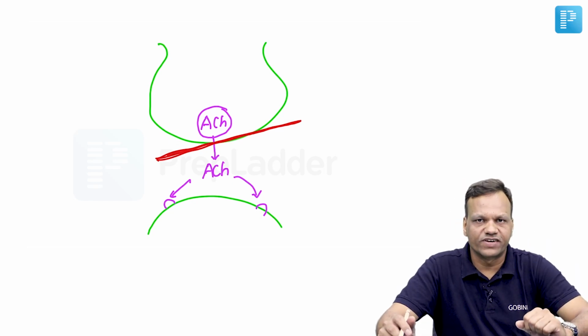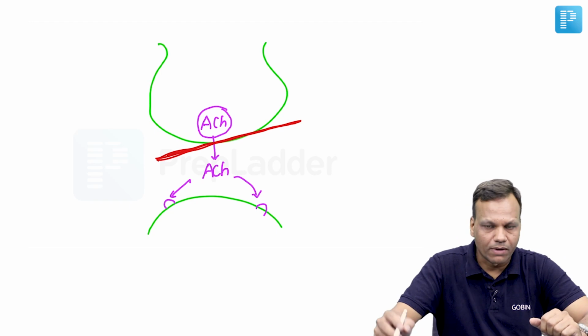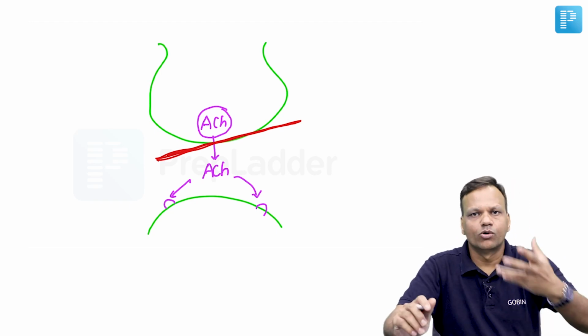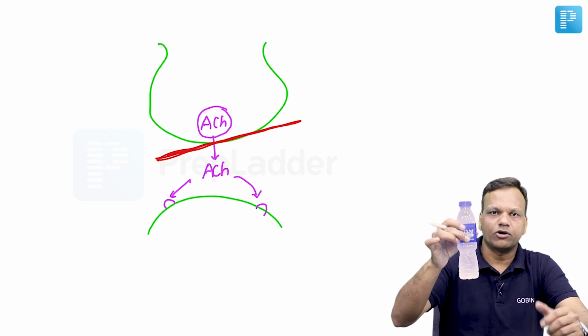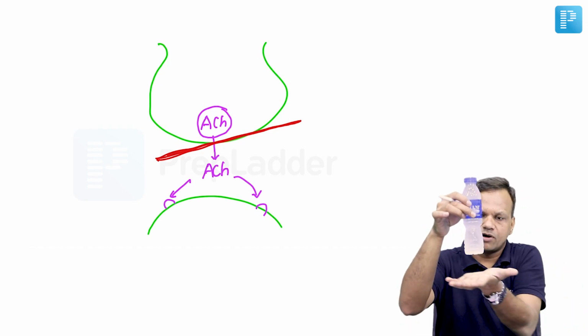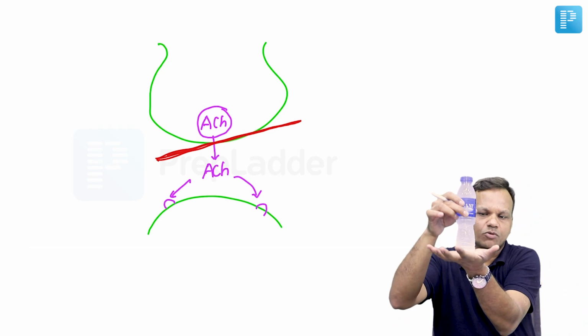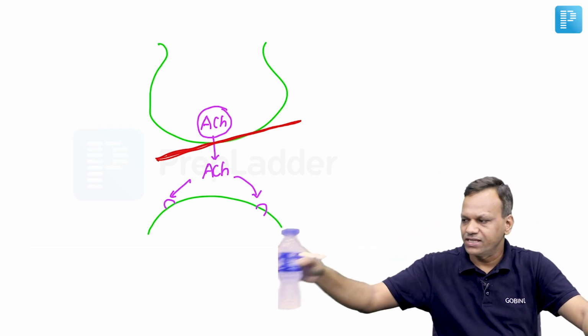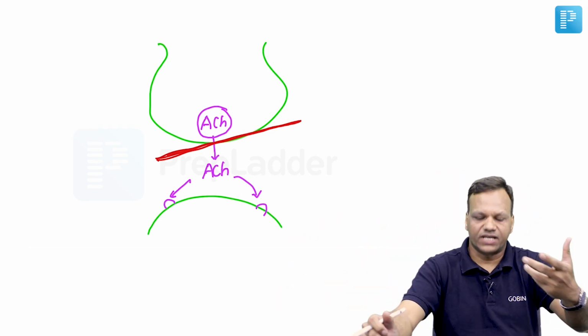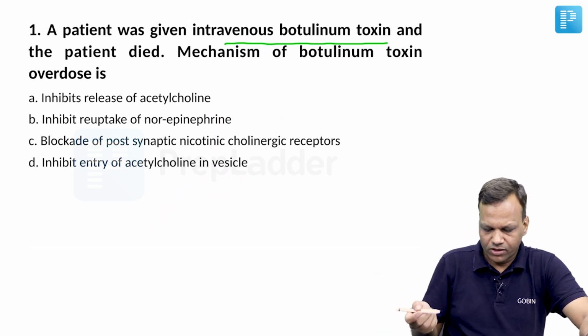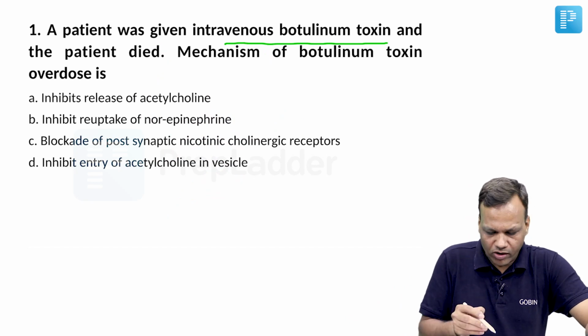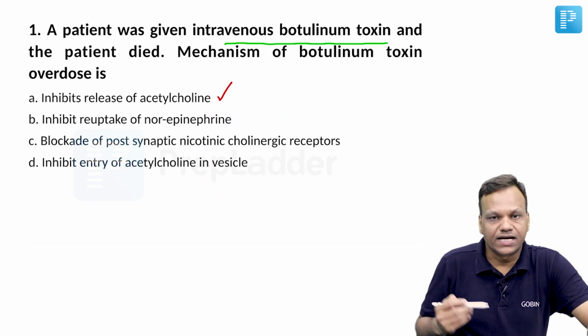It inhibits the release of acetylcholine, and we discussed how to remember that: this structure looks like a bottle. So botulinum toxin, the name says bottle. Botulinum toxin will hold the bottle from here, so it prevents the leakage. That means we can say it inhibits the release of acetylcholine in the synapse. Okay. So coming to the question, mechanism of botulinum toxin, inhibit release of acetylcholine, that is the answer.